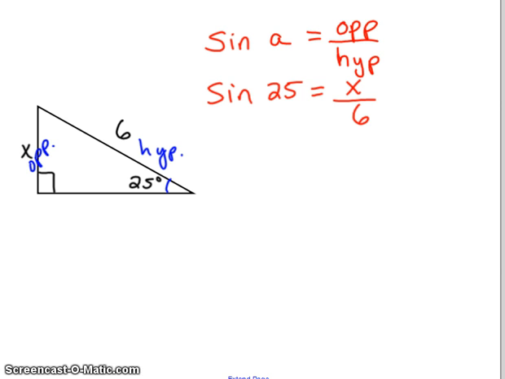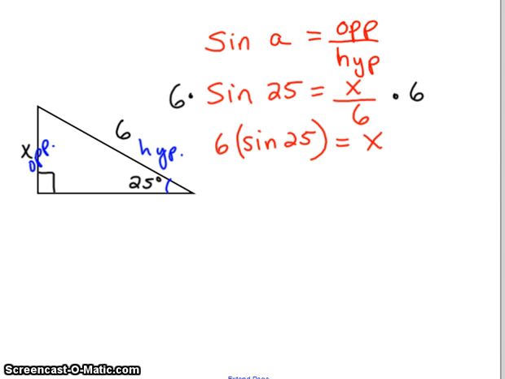You can solve for x with these trig functions. We're not going to come out with an answer for this section. All I want you guys to do is be able to get x by itself. We're not going to do the calculations. How do we get x by itself here? Well, we have x over 6, so we multiply by 6 on both sides, and we get 6 times sine 25 equals x.